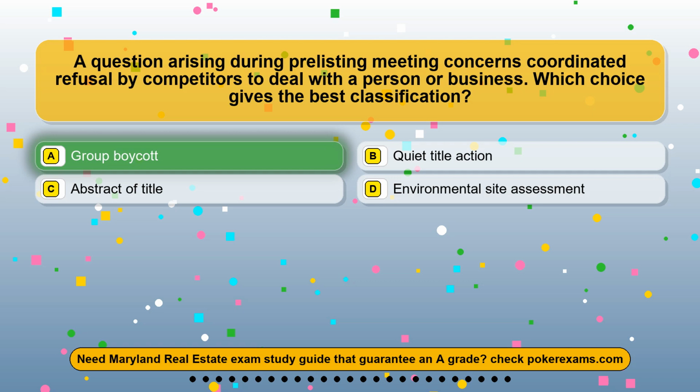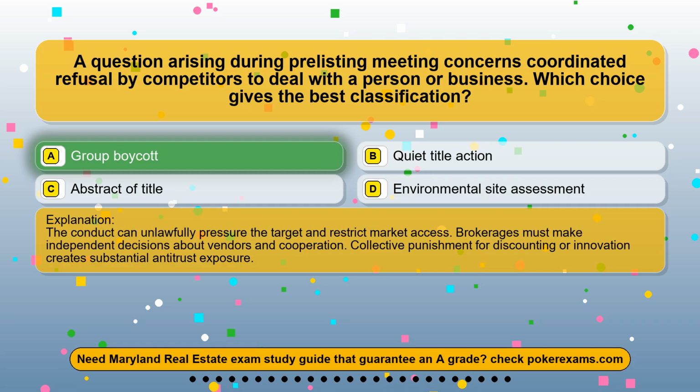The correct answer is option A, group boycott. The conduct can unlawfully pressure the target and restrict market access. Brokerages must make independent decisions about vendors and cooperation. Collective punishment for discounting or innovation creates substantial antitrust exposure.